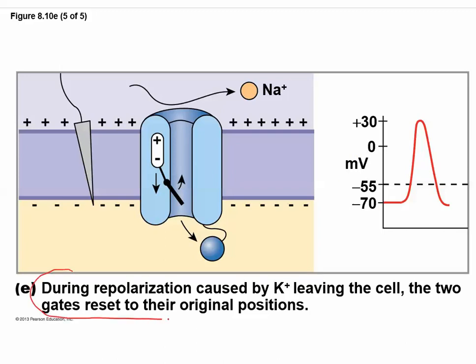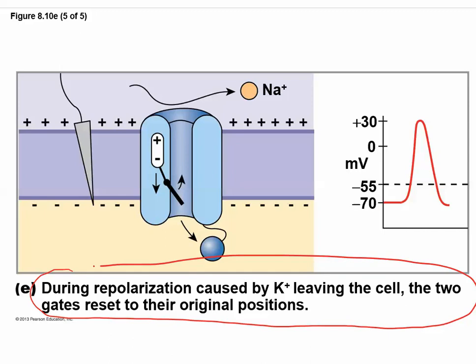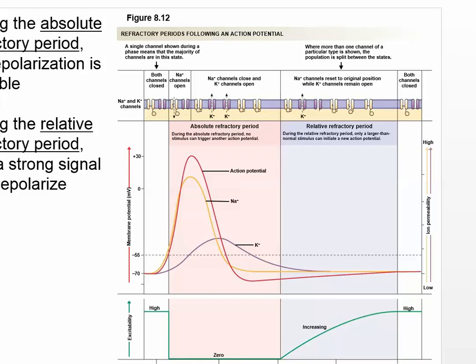Read this. During repolarization caused by potassium leaving the cell, I don't have a picture of that, but there would be another voltage-gated potassium channel that would show that potassium is kind of doing the same thing. Potassium leaves the cell and causes this repolarization, and then everything goes back. The sodium channel goes back to where it originally was.